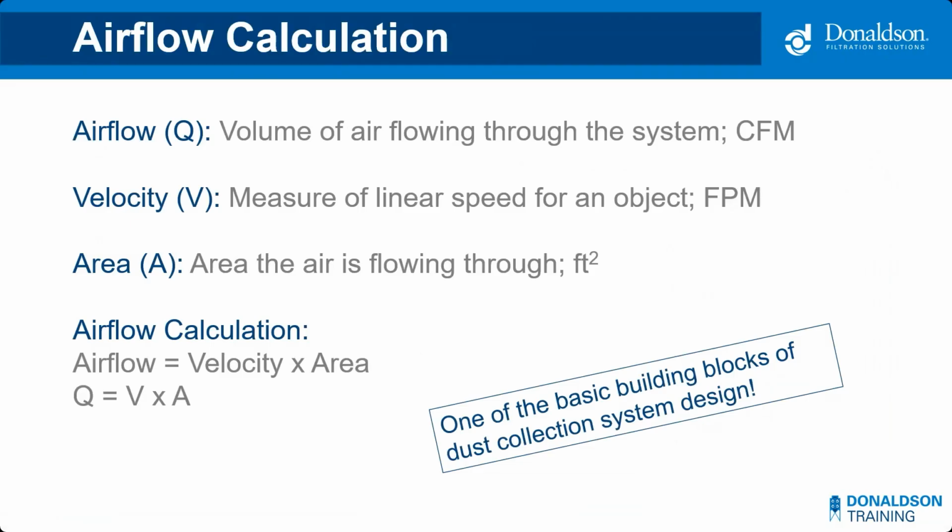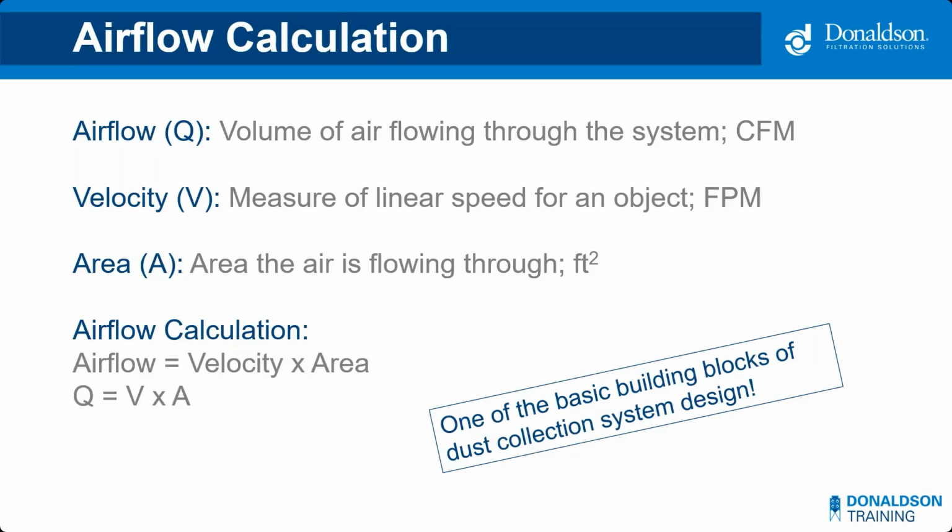There's a lot of different formulas that we use in system design, the most basic and widely applied being airflow. The formula is Q equals V times A. The Q is the volume of air flowing through the system, often referred to as CFM, or cubic feet per minute. To get the airflow, we multiply the velocity of air, which is the measure of linear speed for an object, by the area of the hood or duct that the air is flowing through.